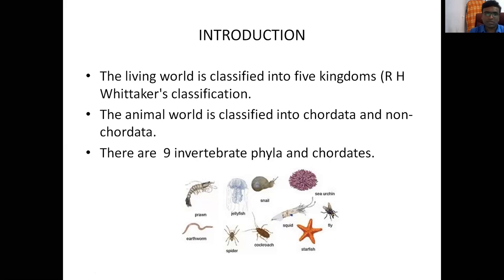So in the five kingdom classification of Whittaker, we are going to deal with the kingdom Animalia. So the Animalia has been further divided into two groups. One is chordates and the non-chordates, right?